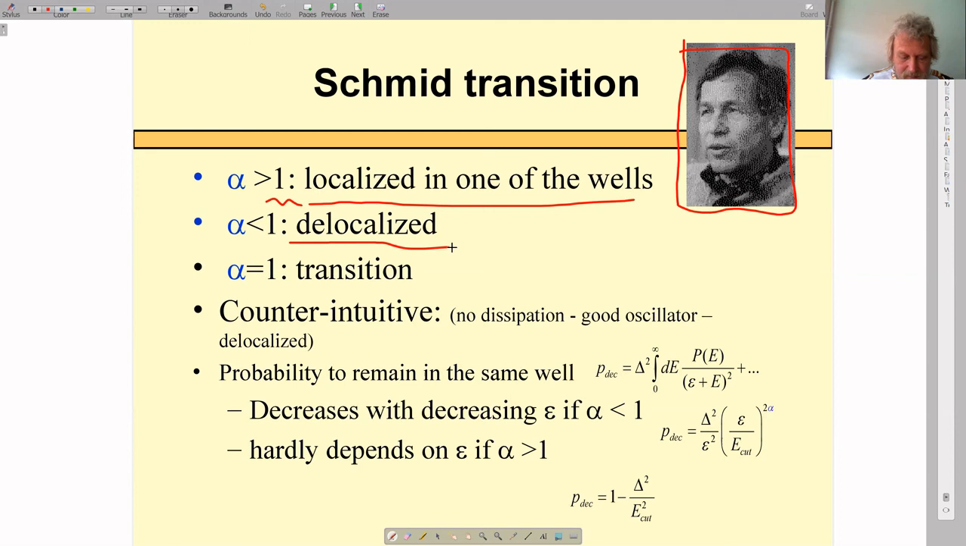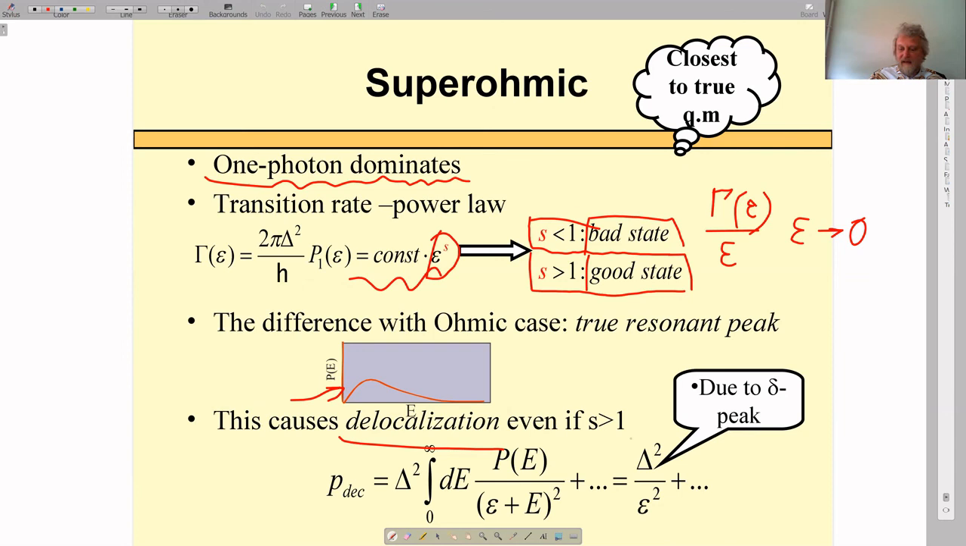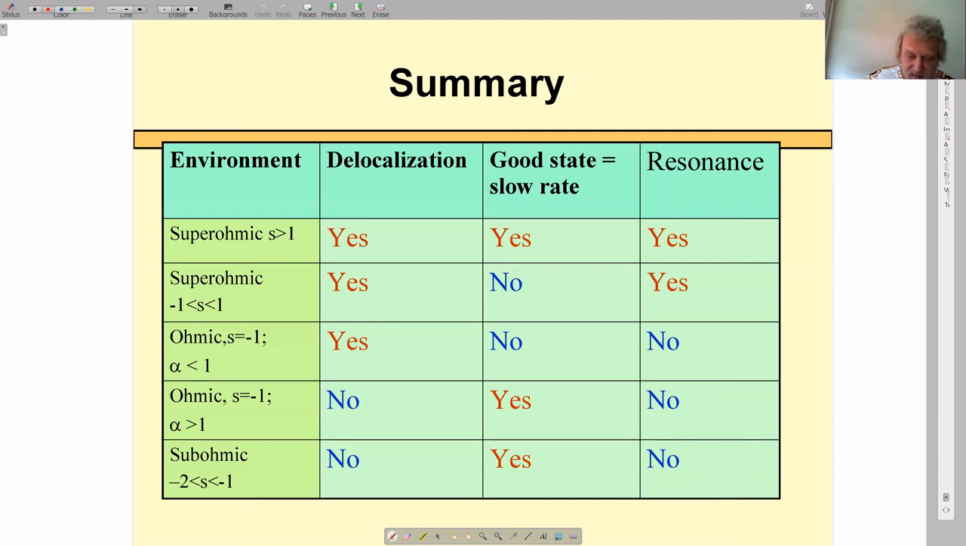To prove that, one can, for instance, figure out the probability. This delocalization probability correction is proportional to delta squared. And look at how it looks at different alphas. Its size goes to zero as epsilon goes to zero according to this law. So there is the quantum case, where it hardly depends on epsilon. Fine. This is the Schmidt transition, and I guess I'm done with the classification of the environment. This is the table. You can inspect this, but it's just a summary of what I have already said. Let me finish this lecture.